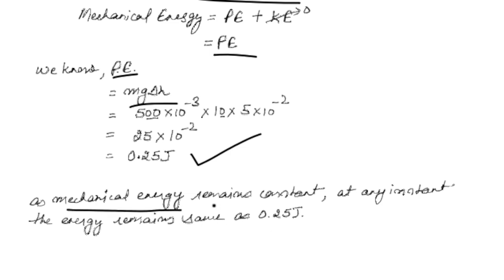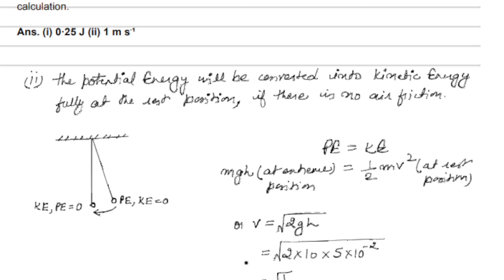Mechanical energy remains constant because only gravity is acting on it, and that is a conservative force. So when only conservative forces are acting, the mechanical energy remains constant. So at any instant, it remains the same. Let's do the next part.